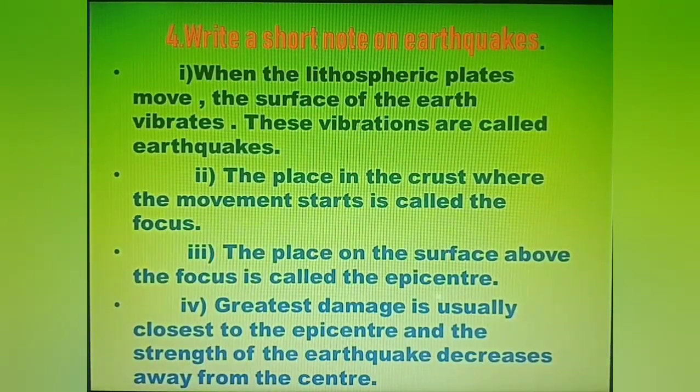Fourth question, a short answer question. Write a short note on earthquakes. First point, when the lithospheric plates move, the surface of the earth vibrates. These vibrations are called earthquakes. Second point, the place in the crust where the movement starts is called the focus. Third point, the place on the surface above the focus is called the epicenter.